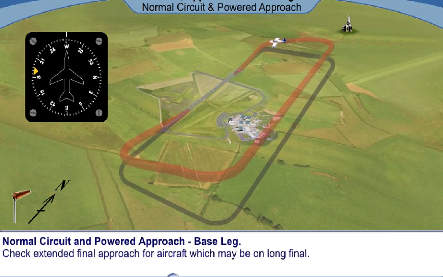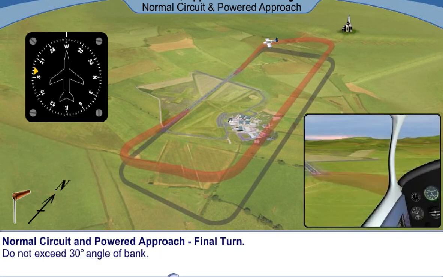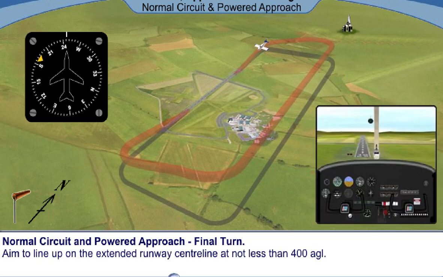Before starting the final turn, look to the outside of your circuit along the extended centre line of the runway for other aircraft. During the turn, don't exceed 30 degrees angle of bank. In fact, if you plan correctly, 15 to 20 degrees angle of bank will be adequate. Your aim is now to have your wings level, lined up with the runway, at a height of not less than 400 feet AGL. On completion of the turn, call final.